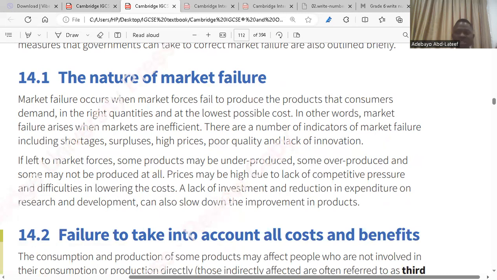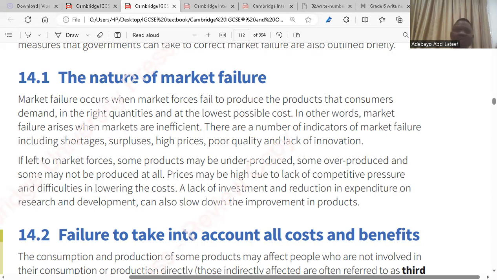So there are a number of indicators of market failure, including shortages, surpluses, high prices, poor quality, and lack of innovation. So if any of these things mentioned occur, it means there's a market failure. One of these is shortages. Shortages occur when the demand is more than the supply. Is that not a shortage? If demand is more than supply, that is a shortage. Shortage is a market failure.